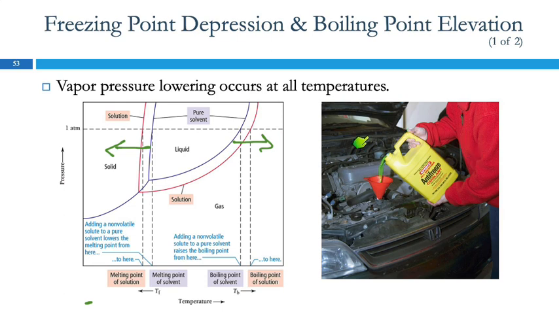Here is a picture of someone putting antifreeze into the radiator of his car. Why do we do that? That's ethylene glycol, usually. There are other types of antifreeze. But adding a solute to the water in your radiator lowers its freezing point, which, in Central California, we don't really need to worry about. And it raises the boiling point. That's something we would care about.